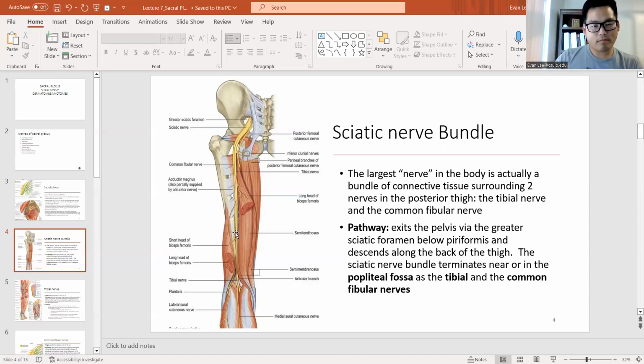So the sciatic nerve, though, is the big nerve in the back of the thigh. This is the one that's going to be coming out from under the piriformis, and then it's going to travel along the back, between the muscles of the hamstrings, and then it's going to go into the back of the knee region, which, if you haven't guessed, is called the popliteal region. And that's where you find the popliteal fossa, which is where you'll actually see those two branches, the tibial nerve and common fibular nerve.